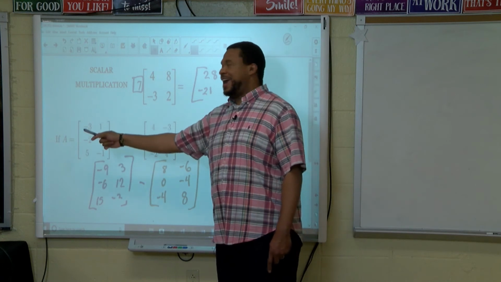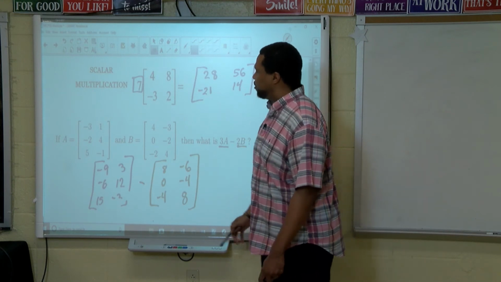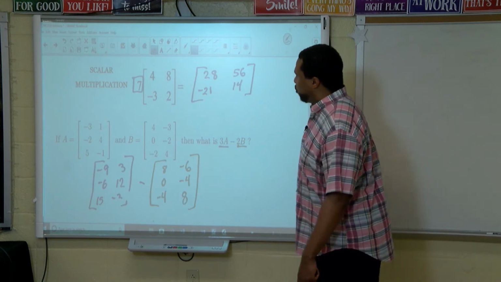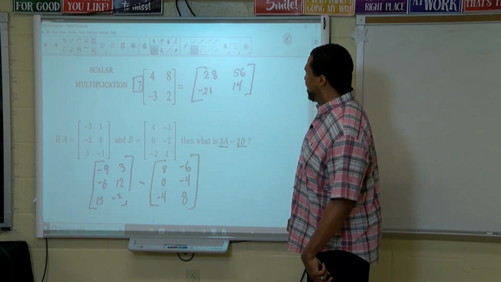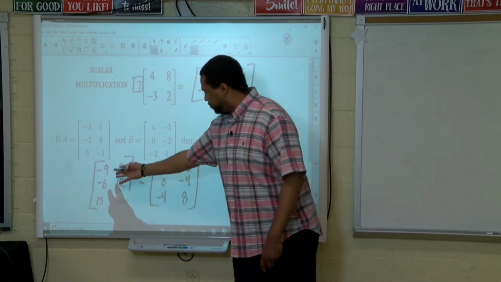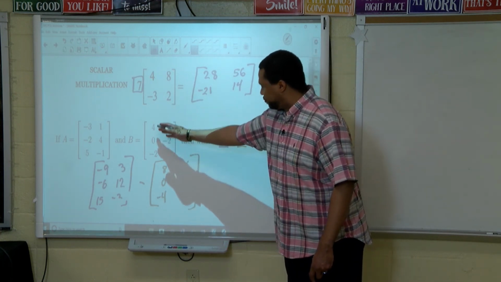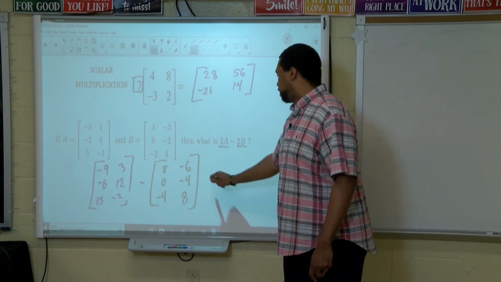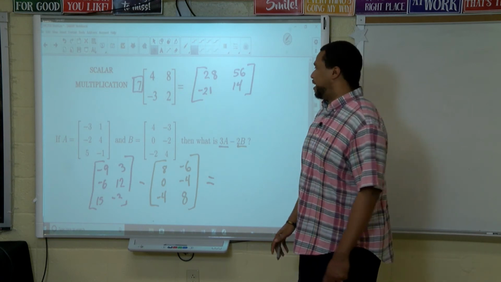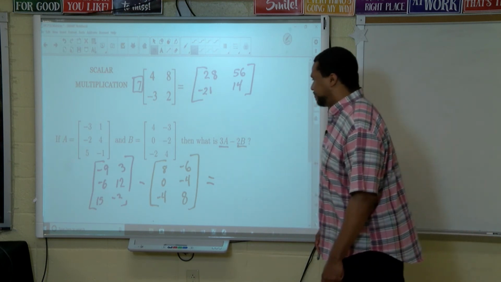Let's look at it again. If A equals -3, 1, -2, 4, 5, -1, and B equals 4, -3, 0, -2, -2, 4, then what is 3A minus 2B? Meaning everything in matrix A we multiply by 3. Everything in matrix B we multiply by 2. Once we multiply, then we can subtract. We're combining scalar multiplication and subtraction.